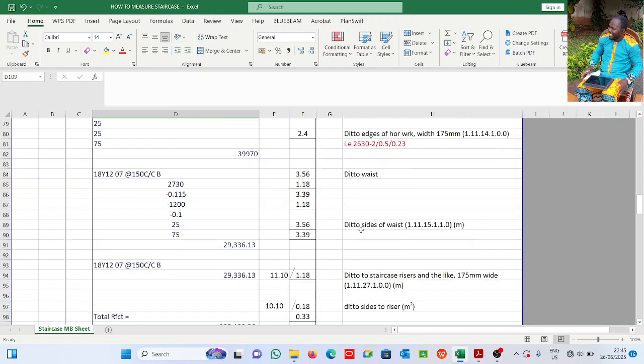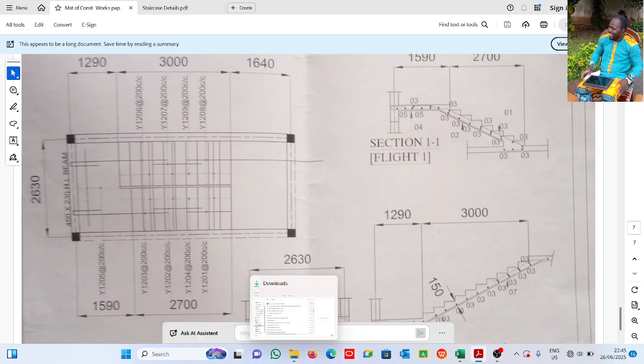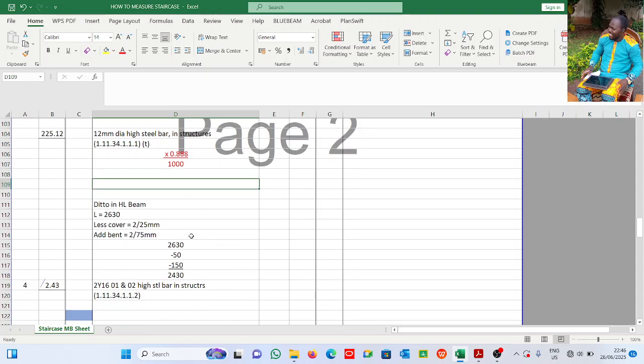So I didn't use this one because, one, it is not clear. We didn't know how many bars are there, and we cannot see the span. If we can see the span clearly, then we'll be able to estimate the number of reinforcement that will be in each span given any reinforcement. All right, I hope we get that straight. All right, let's go forward.